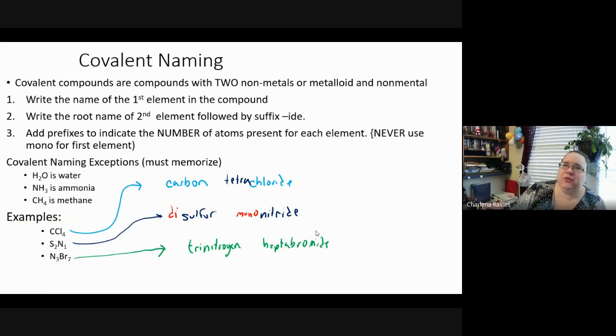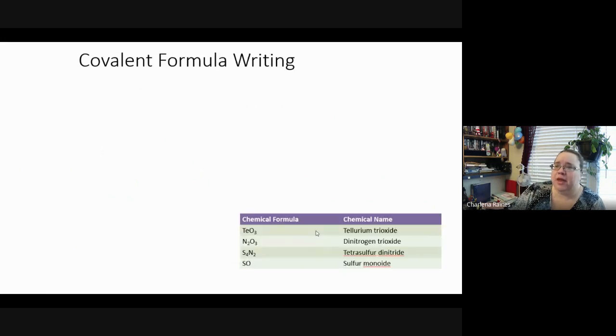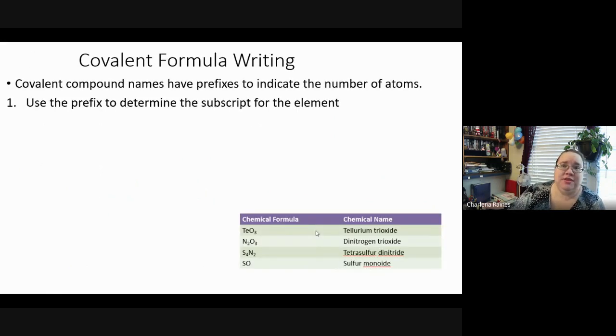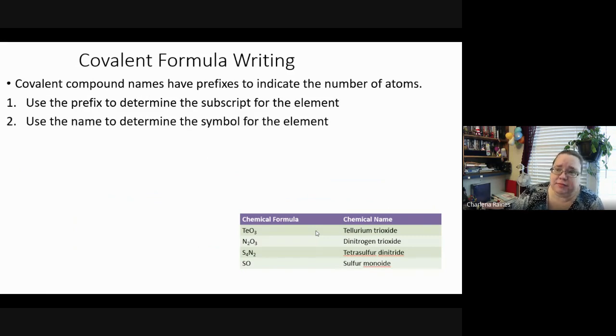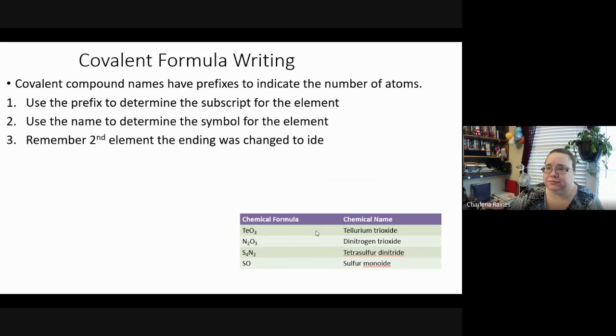The nice thing is when you're going in reverse, it's actually considerably easier. When I'm giving you the names, I'm actually telling you what the subscripts are. So you're going to have to use those prefixes to determine what the subscripts are. You use the name to determine the symbol. Now, you do have to remember that that second element was changed from its normal name to an IDE. I have found that some students find it easier to just list out what those IDE names and symbols are. So they would list oxide and show that it's an O. Or they would list chloride and show that it's a Cl.